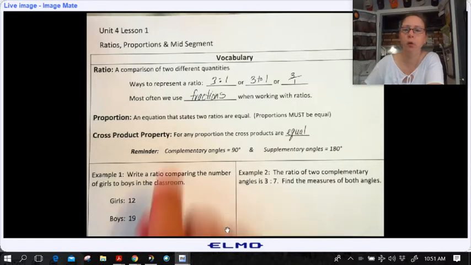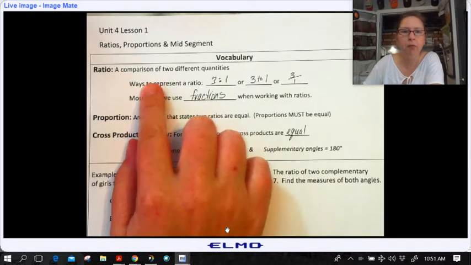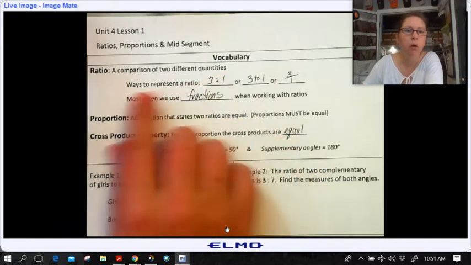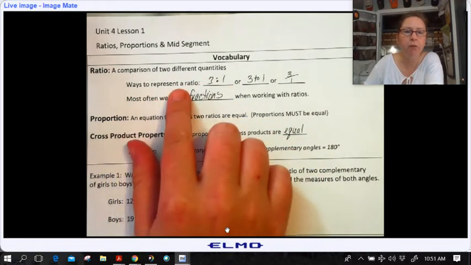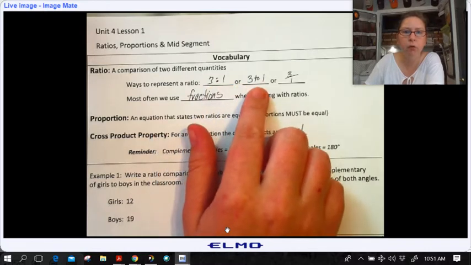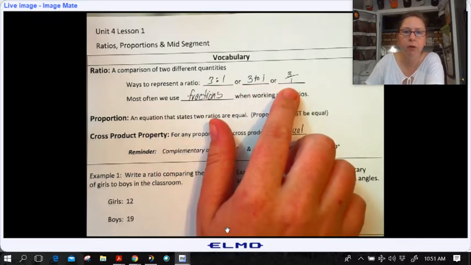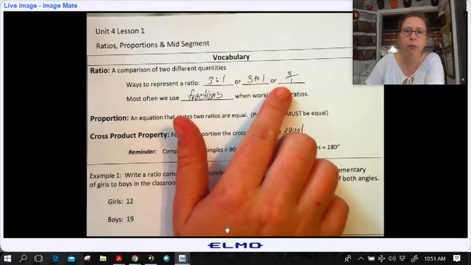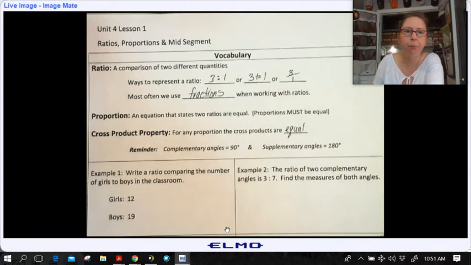So a ratio is a comparison of two different quantities, which you may remember from middle school. There's three ways that we can represent a ratio. It's with the two dots, with the word "to," or with a fraction. Okay, we're going to be using fractions most often. So 3 to 1 is how we say that.